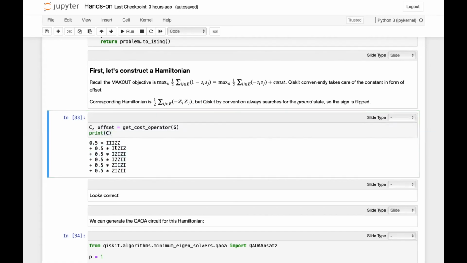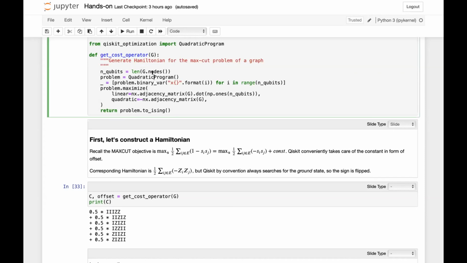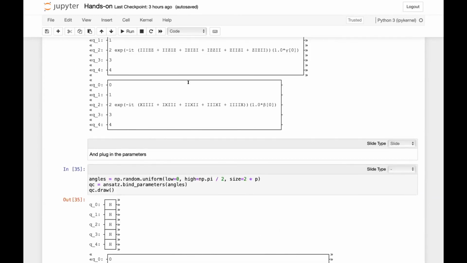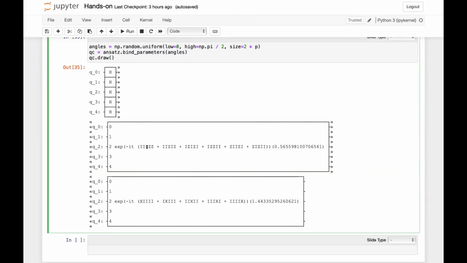So there is a ZZ term for each of our 6 edges. And the way we got this cost operator, again, is we built a quadratic program and passed it to this constructor. Then we can just generate the QAOA ansatz from this operator using Qiskit and plug in the parameters. We can wrap this in a black box function and optimize parameters, or do whatever we want with it, the same as we would with the QAOA circuit that we implemented ourselves.